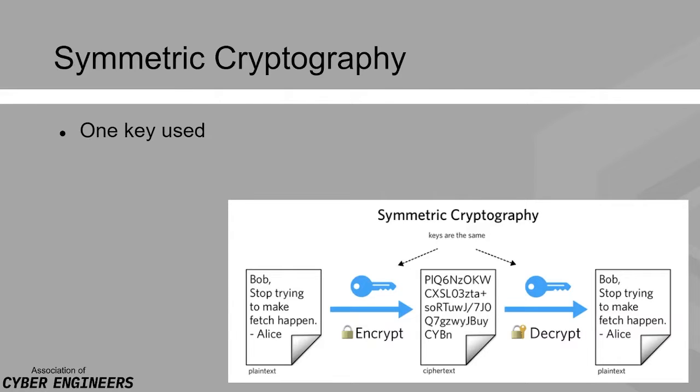Essentially, another analogy of this is you get a message and you put it in a box and you lock it with a key, and then you give Bob the key and he is able to unlock it. So that is symmetric cryptography.